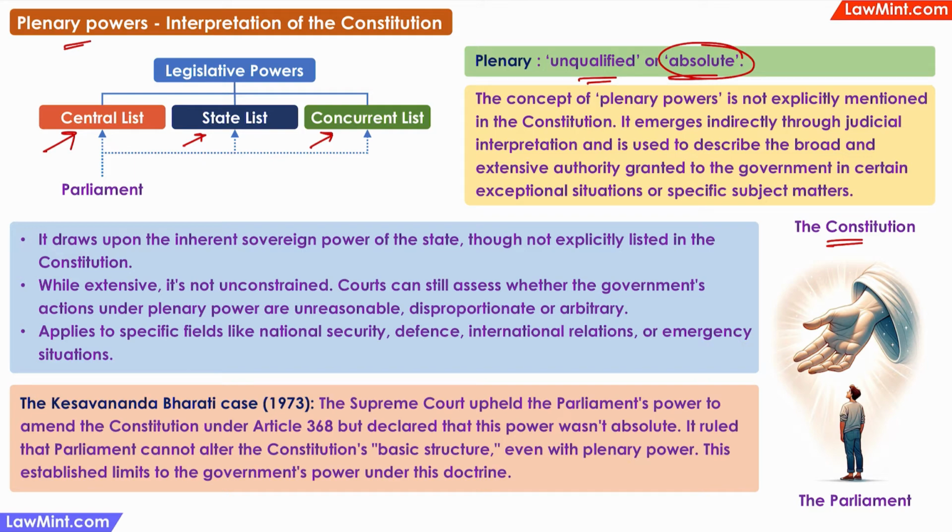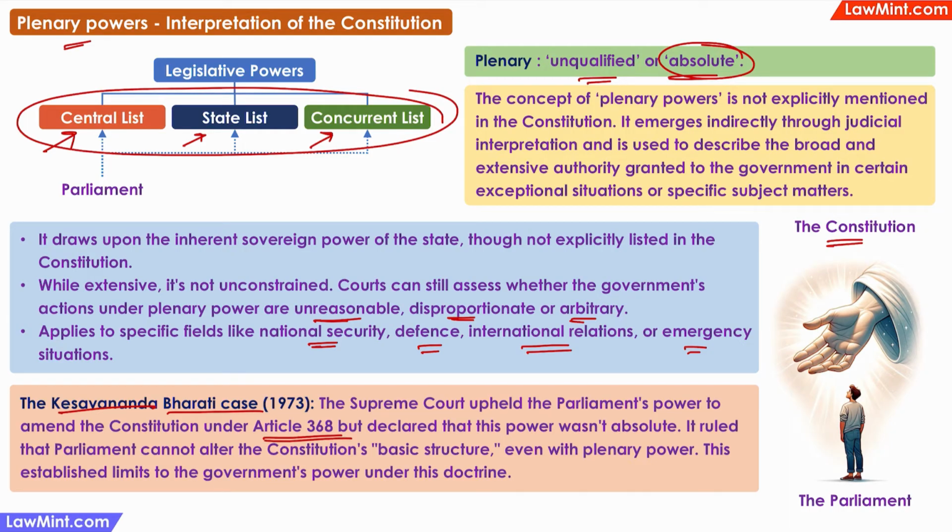But in certain situations, such as a national security requirement or a defense requirement or due to an international relations requirement or in an emergency situation, the Parliament has the absolute and unqualified power to legislate on any and all subjects on any lists. Of course, thanks to the concept of checks and balances, the courts can still assess if the Parliament's actions are unreasonable, disproportionate, or arbitrary, and the courts can still strike down the actions of the Parliament if required. In the Kesavananda Bharati case, the Parliament sought to amend the Constitution using the powers granted by Article 368. The court ruled that while the Parliament does have the power to amend any part of the Constitution, even with such absolute or plenary powers, the Parliament cannot alter the basic structure of the Constitution. So, even plenary powers have some limits.